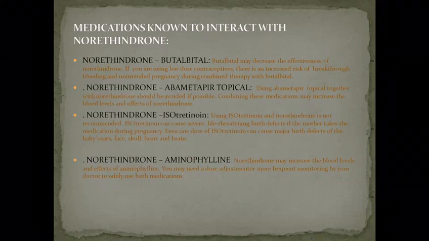Medications known to interact with norethisterone. We have some examples here. Norethisterone with butalbital: butalbital may decrease the effectiveness of norethisterone. If you are using low-dose contraceptive, there is an increased risk of breakthrough bleeding and unintended pregnancy during combined therapy with butalbital. Norethisterone and abemaciclib topical.